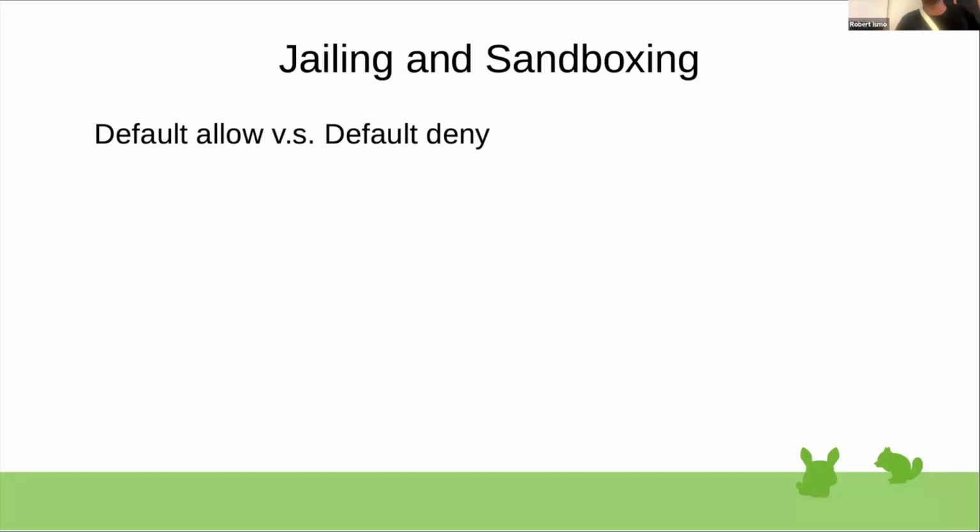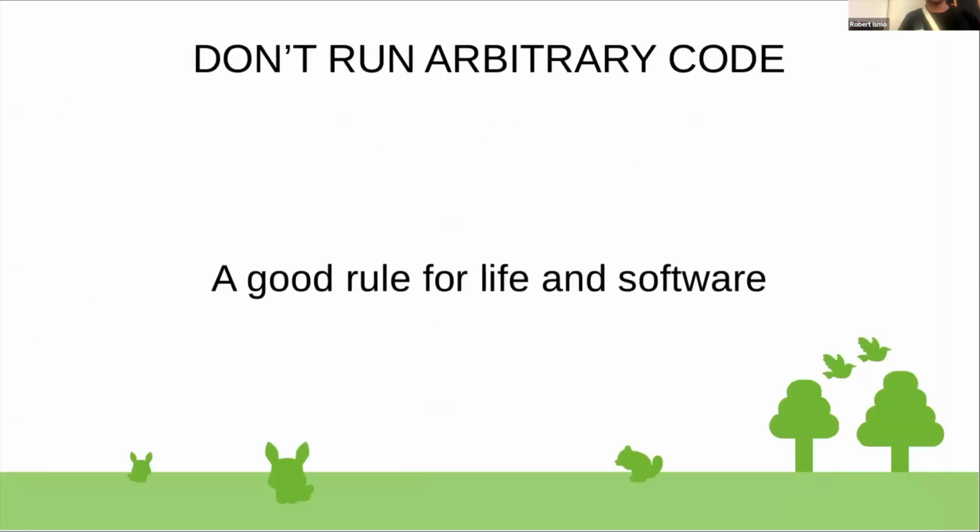This is as opposed to what we are going to be doing today, which is sandboxing. This is a default deny type of policy, where we spin up an environment, and in this environment almost nothing can be done by default. Going back to our original statement of don't run arbitrary code, if you have to run arbitrary code, the best thing to do is to sandbox that arbitrary code.